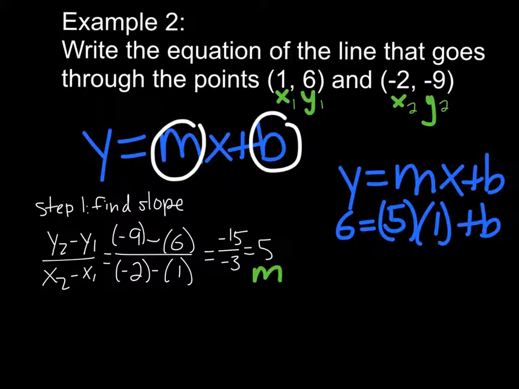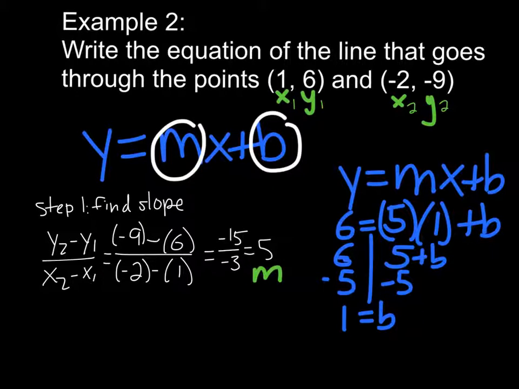So now I will solve this equation for b. And I get 1. So I can write my final equation because I have the 2 things that I needed, the slope and the y-intercept. My final equation, therefore, is y equals 5x plus 1. My slope is 5, my y-intercept is 1, and I should be able to substitute any of these points in order to make sure that it's a true equation and that they are in fact both solutions.